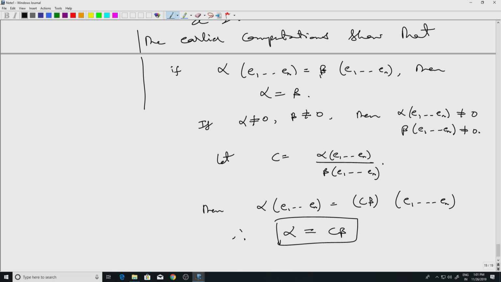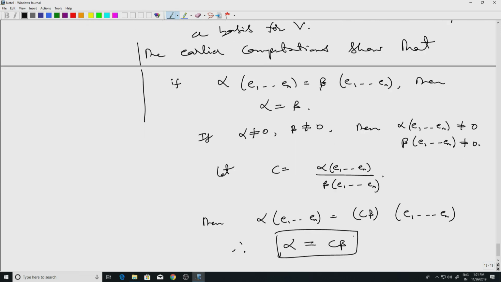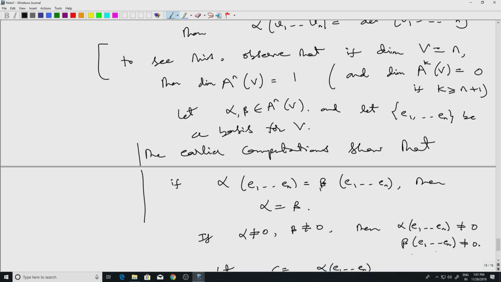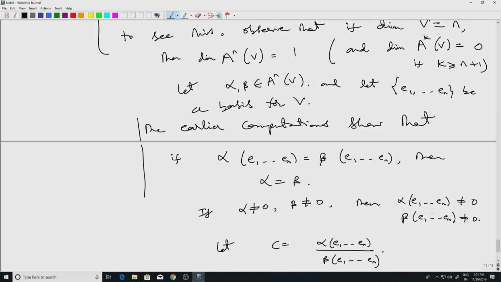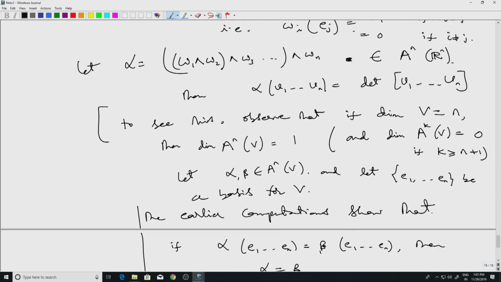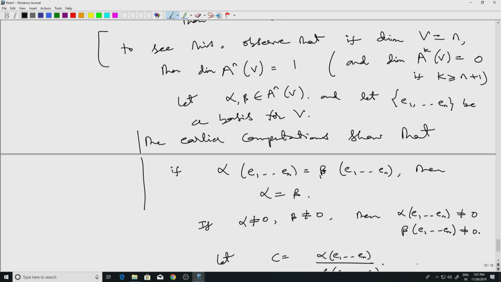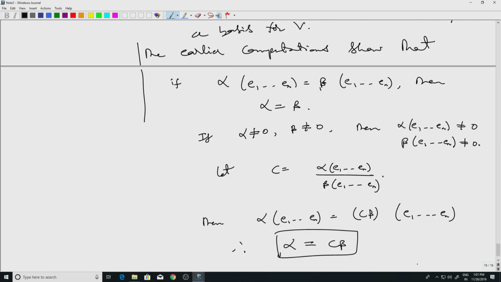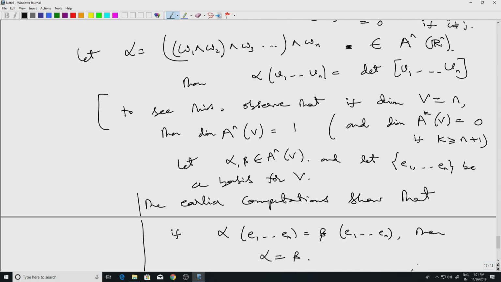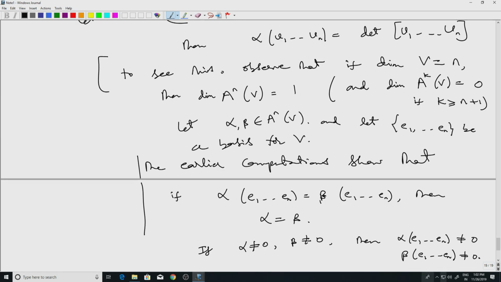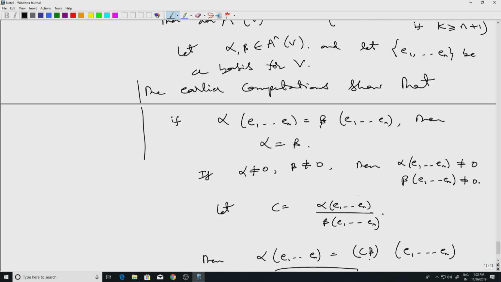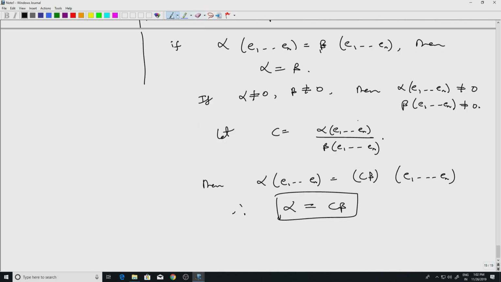So what we have done is shown that as far as the top degree is concerned, it's a one-dimensional vector space. The space of alternating n-forms is one-dimensional. And since we are discussing this, let me also make this point clear. A^k(V) is 0 if k is bigger than or equal to n. That's also a very frequently used thing.